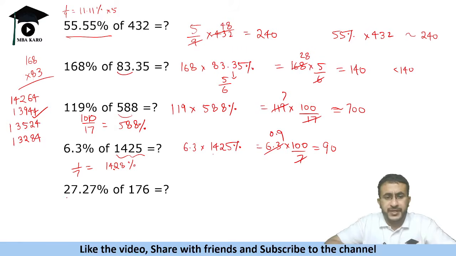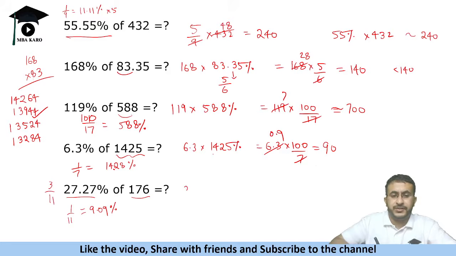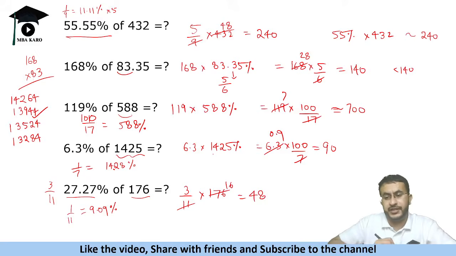Let's say we have to do 27.27% of 176. So let's say you have to multiply 27 into 176. What would be the approximate number? 1 by 11 is 9.09 percentage, so 3 by 11 is this. This becomes 3 by 11 into 176. This is 16 times 3, and this answer is 48.